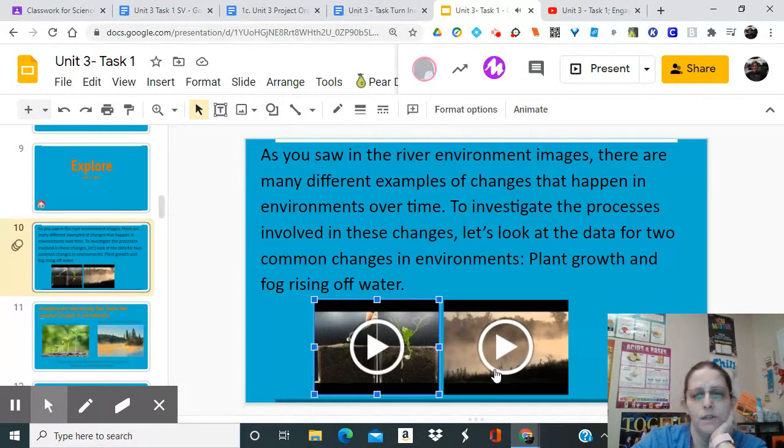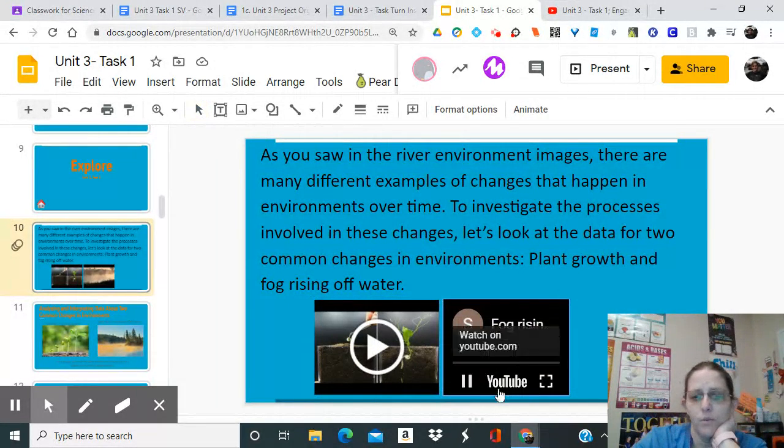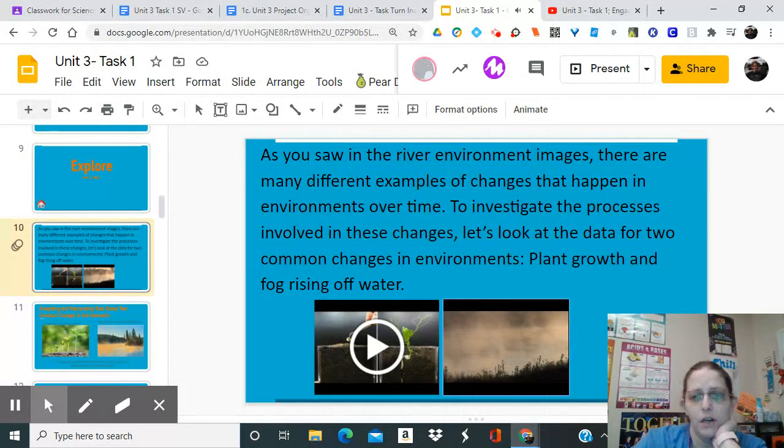So another one is fog rising off the water. So basically the air and the pond water react and you have a change that takes place causing fog.